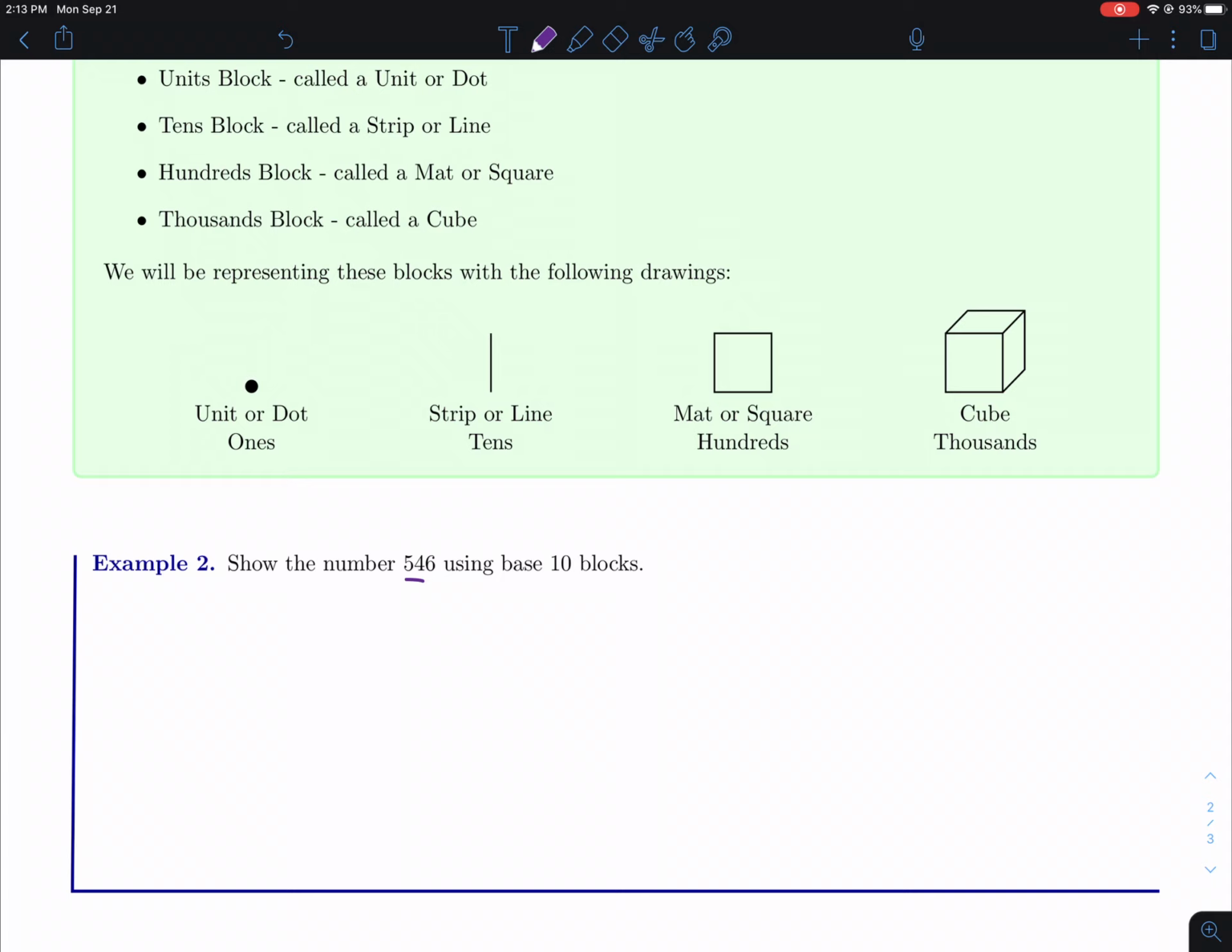And so what we want to do is actually write different numbers using this base 10 block notation. So if I wanted to write 546 using base 10 blocks, I need 5 100s. So that means I'm going to get 5 squares. 4 tens, so I'm going to get 4 strips. And then finally, I want 6 units, so I'm going to get 1, 2, 3, 4, 5, 6 dots. So that's exactly what 546 looks like in base 10 blocks. So again, it's kind of like the expanded notation, but instead of using numbers, we're going to be using these symbols and things like that.